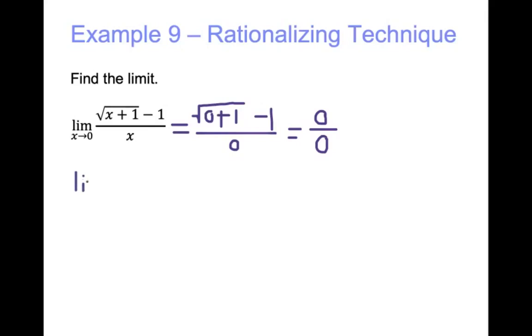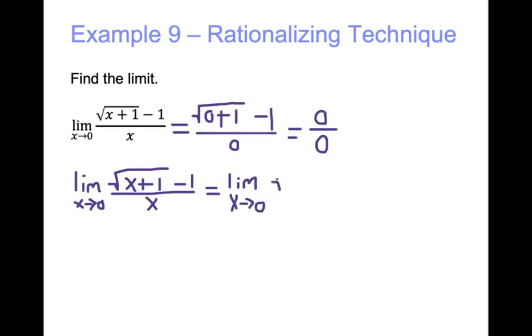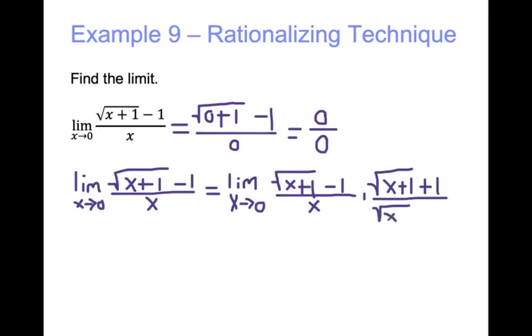So we have the limit as x approaches 0 of (the square root of x plus 1 minus 1) over x, is equal to the limit as x approaches 0 of (the square root of x plus 1 minus 1) over x, times (the square root of x plus 1 plus 1) over (the square root of x plus 1 plus 1).